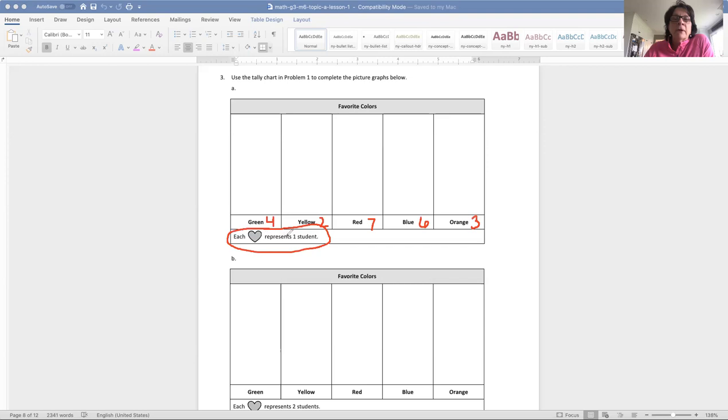So if each heart represents 1 student and 4 people voted for green, I would need to draw 4 hearts. So don't want to make them too big because in some of your columns, you're going to have to draw as many as 7. So I'm going to draw 4 hearts here to represent the green. Probably better at drawing these hearts than I am. If the hearts are too hard, I would suggest you just draw a circle, and that might make it a little easier for you. Okay, 2 people voted for yellow, so that means 2 hearts for yellow.